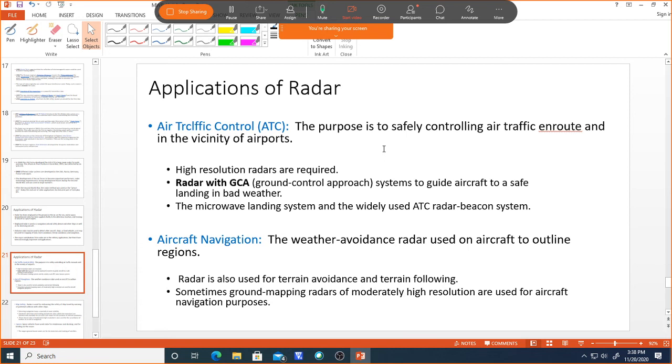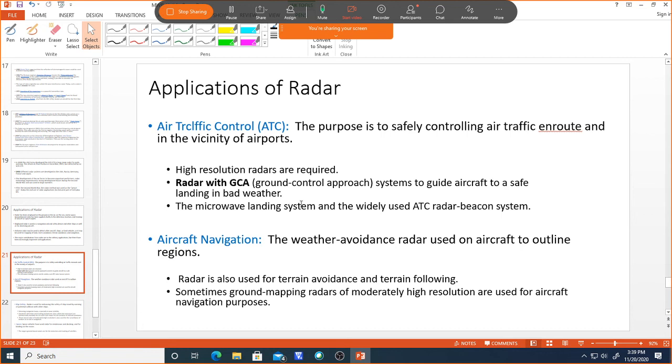And radar with GCA, ground control approach, where this radar technology together with ground control processing systems will guide the aircraft to a safe landing in bad weather. Say, for example, in the rainy season or in winter, when fog or mist is there most of the time. At that time the ground control approach is very useful. It sends the proper signal for when the aircraft is going to land and where it will land properly. And also the microwave landing system, with the widely used ATC radar beacon system.